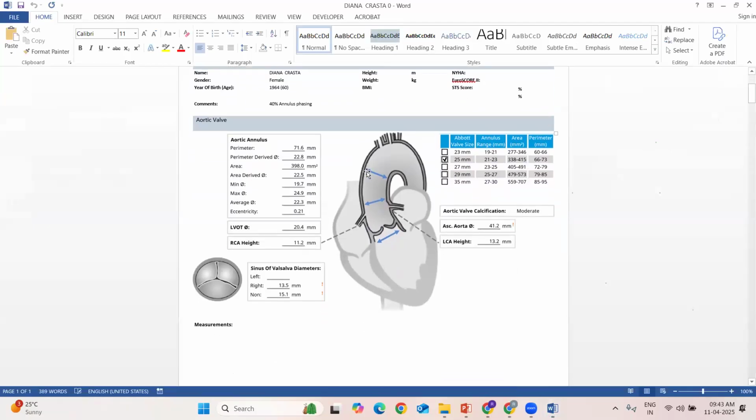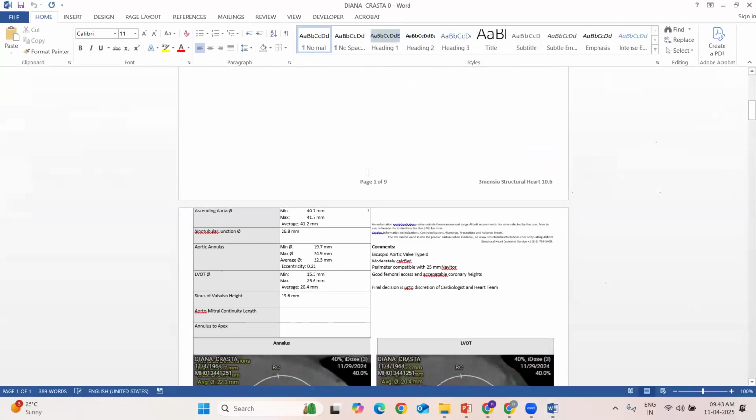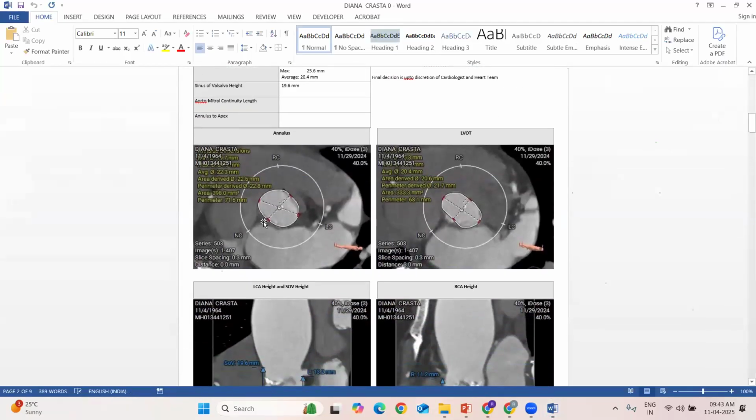Okay, so now this is your annulus. Can you see this annulus? We have measured this annulus here. You can see this 40%, so it is in the systolic phase. Anything less than 50 is called a systolic phase. So these measurements are real. Can everybody see this? Right coronary cusp, non and left.